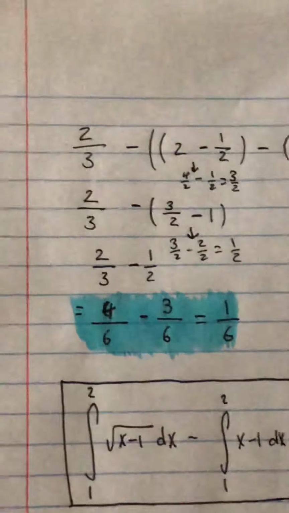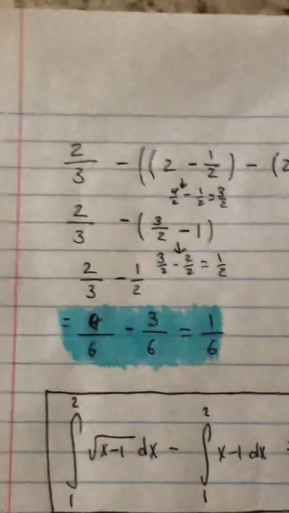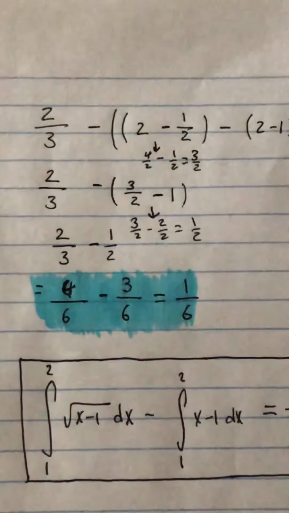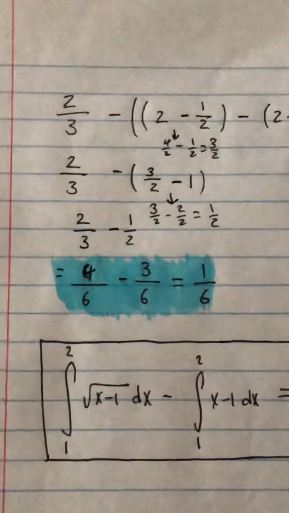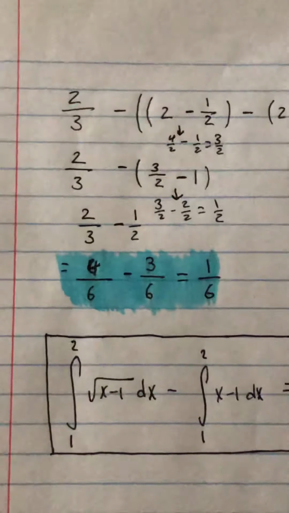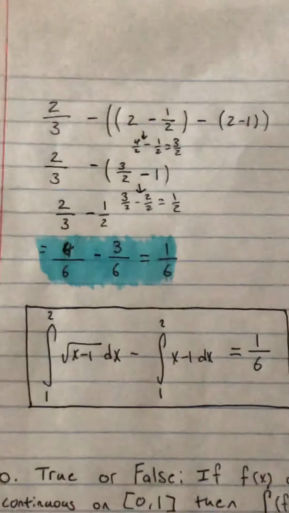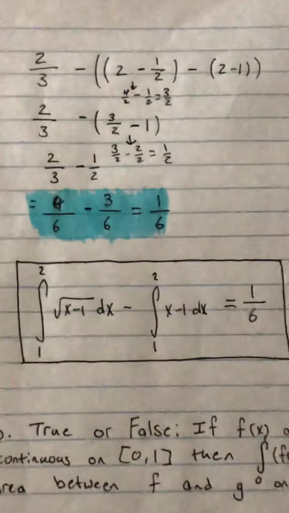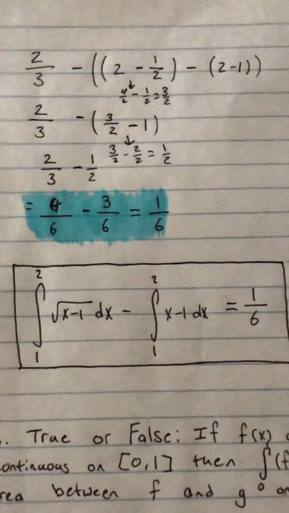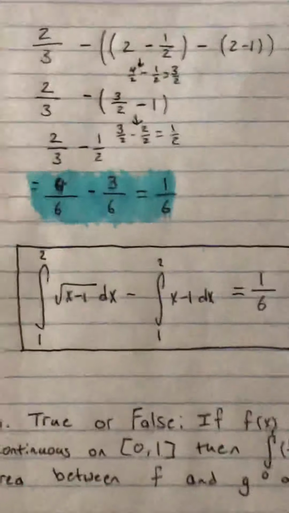It's taking the area of square root of x minus 1 minus the area of x minus 1, which can be shown as 2/3 minus 1/2, because 3 over 2 minus 1 is just 3 over 2 minus 2 over 2, which is just 1/2. So from there, again, you have to find common denominators for 2/3 minus 1/2, which is 4/6 minus 3/6, which is 1/6. So using definite integrals, you are able to find that the area between the two curves, square root of x minus 1 and x minus 1, in the interval from 1 to 2 is just 1/6.